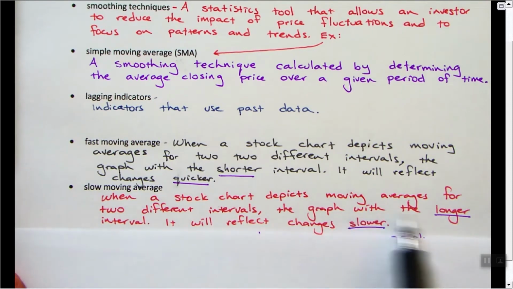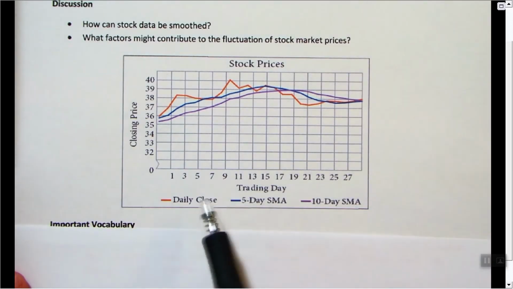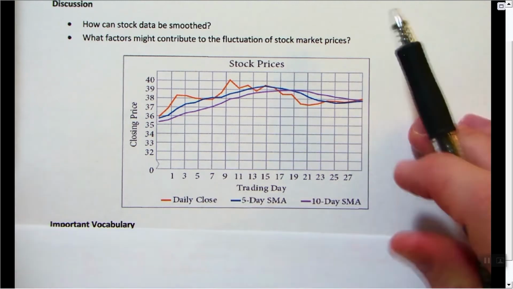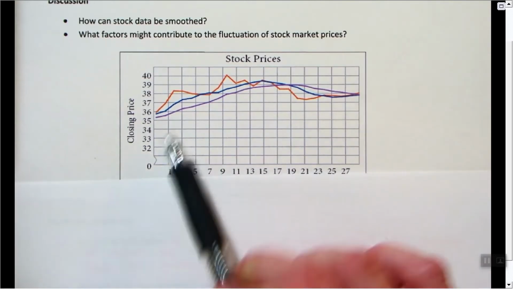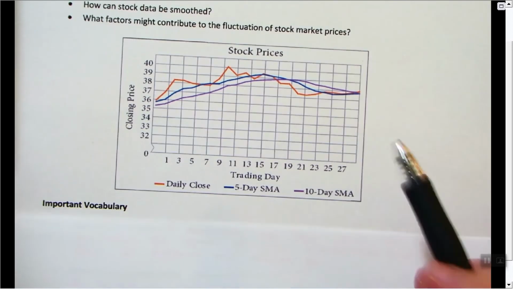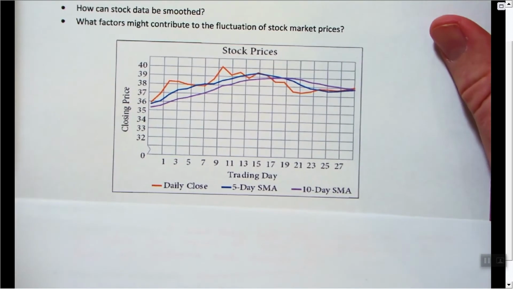The graph with the longer interval is the slow moving average. It will reflect changes slower. So looking again at this graph up here, the blue is the fast moving average because it's a shorter interval, and the purple is the slow moving average in this graph.